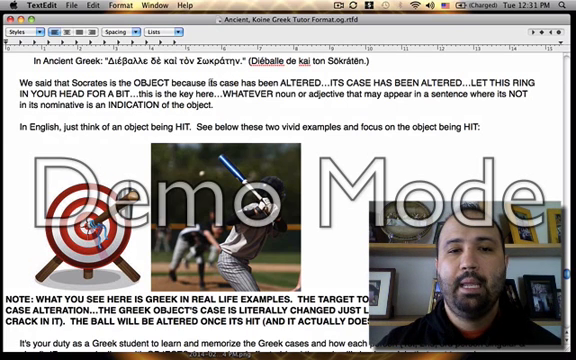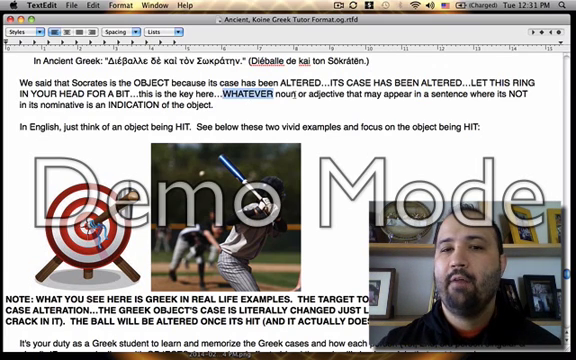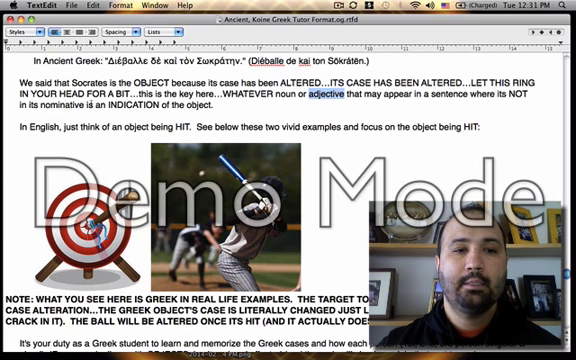Socrates, again, is the object in Greek because its case has been altered. Correct? Let this ring in your head for a bit. The case has been altered. This is the key here. Whatever noun or adjective appears in a sentence where it's not in its nominative is an indication of the object. Plain and simple.